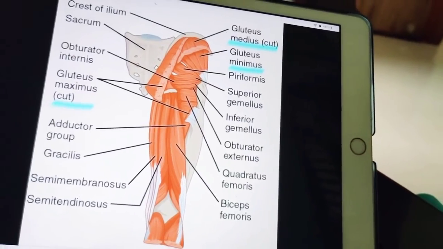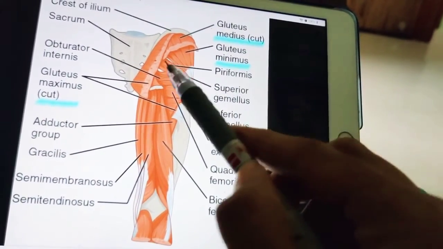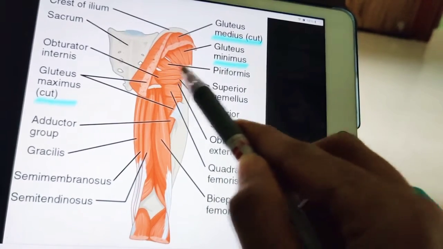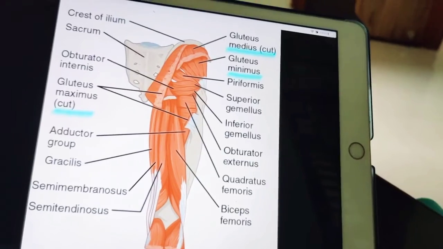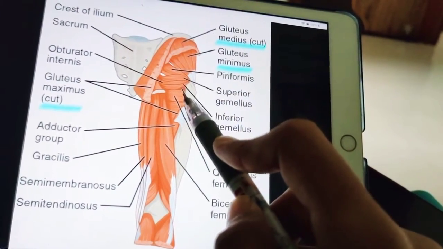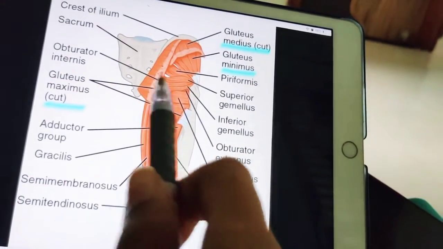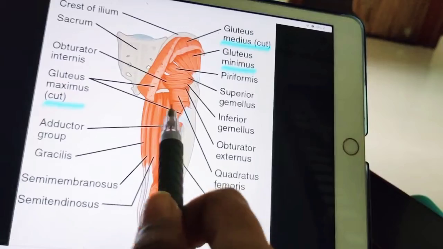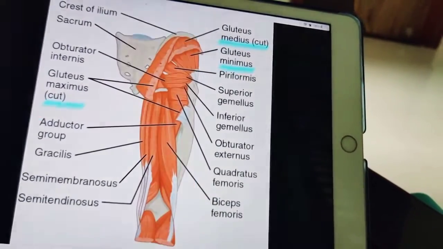Now next coming to the piriformis muscle. This is just a small introduction to each of the muscles. So now coming to the piriformis, you can see here this one. And you also have the inferior and superior gemelli. You can see the superior gemelli, inferior gemelli. You can see obturator internus, externus, and also quadratus femoris, all fall into one group.